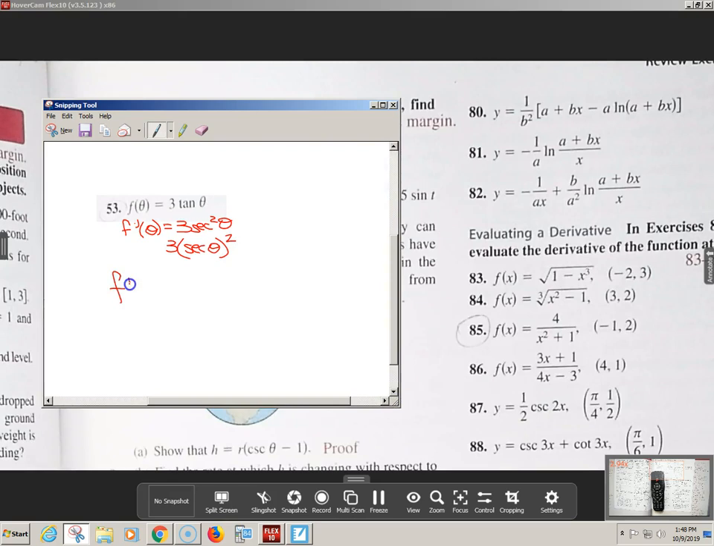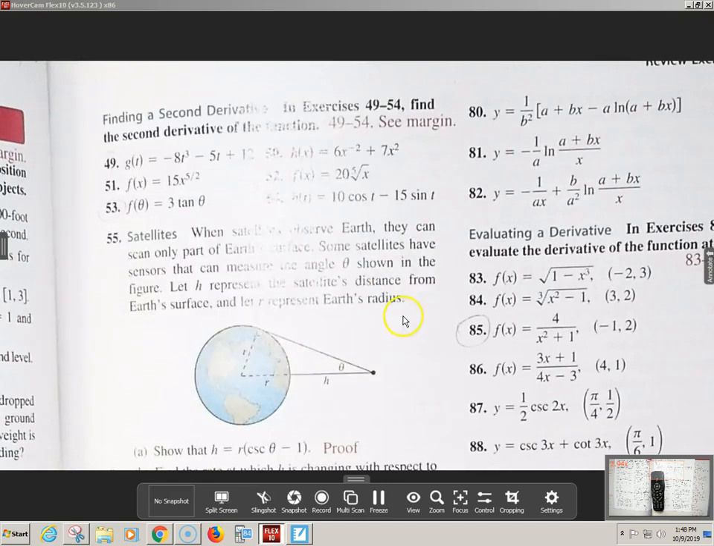What rule do you need? Chain. Bring down the 2, keep the secant to the 1 times secant's derivative. It's on the video. Lo siento, I love you. You're going to have to go watch it, but for right now, 67.